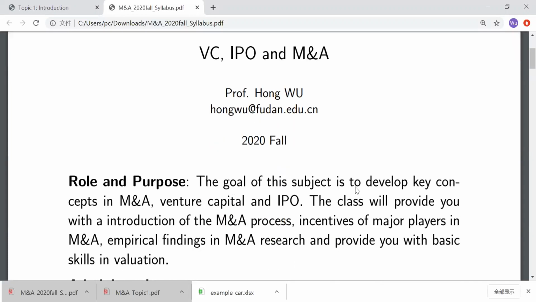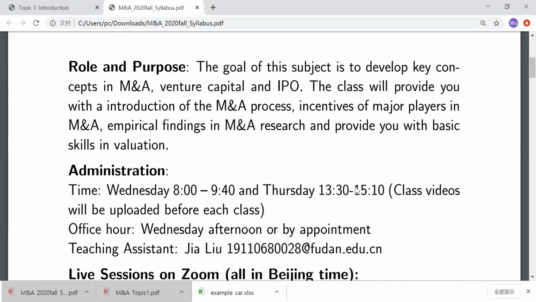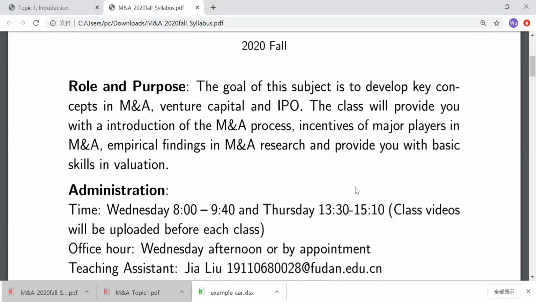So let me first go through the syllabus. The goal of the subject is to develop the concepts in merger acquisition, venture capital, and IPO. After learning the class, you will learn the basic skills of merger acquisition, how to value a merger, and what the incentives of major players in the M&A process are. We'll also, from time to time, talk about the empirical findings in M&A research.